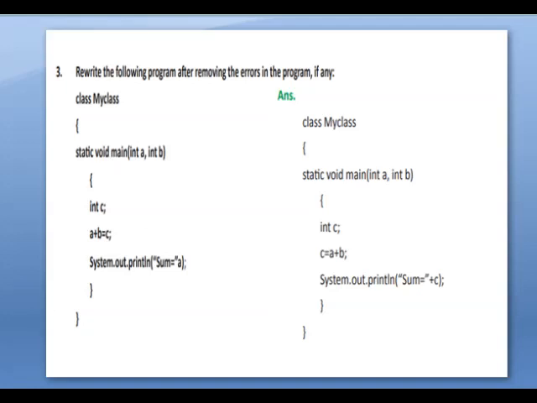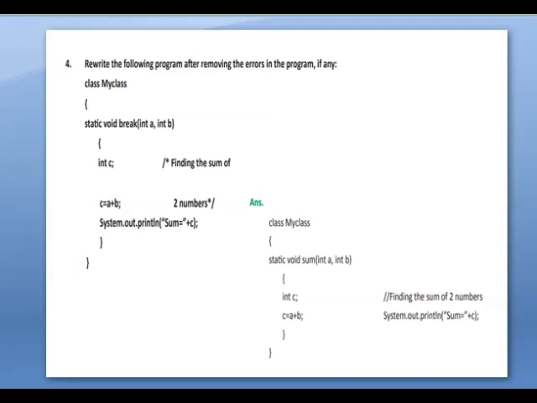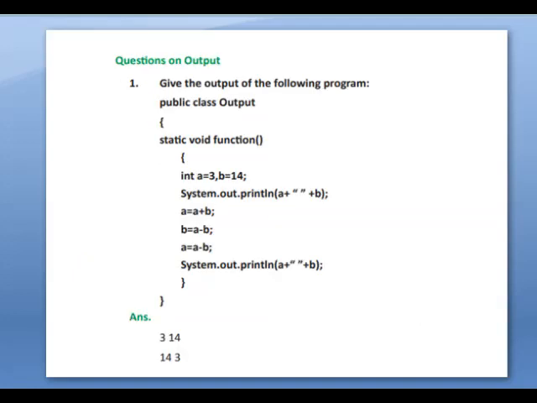Okay, now the next program we are going to find out the errors. So the next one is here, we are going to see the output of the program. So this is a program. First initialize the variables a equal to 3, b equal to 14. System.out.println, we are going to print the value of a and b. So a value is 3, this means there is a blank space in between them, and b value is 14.